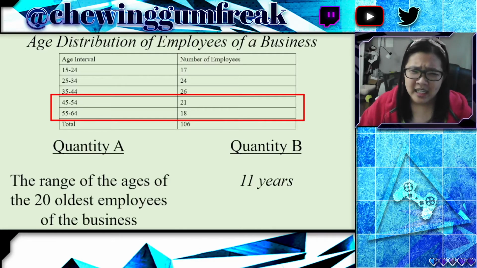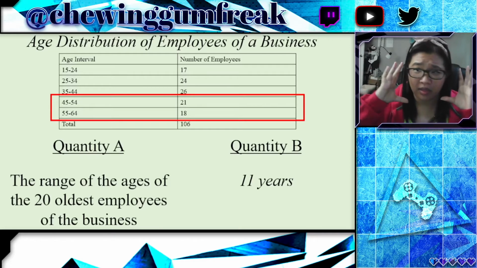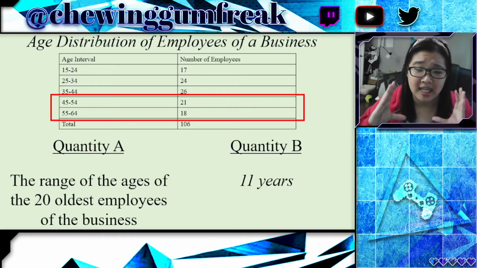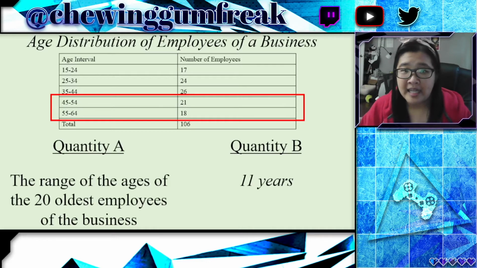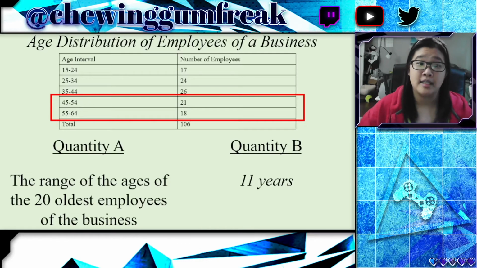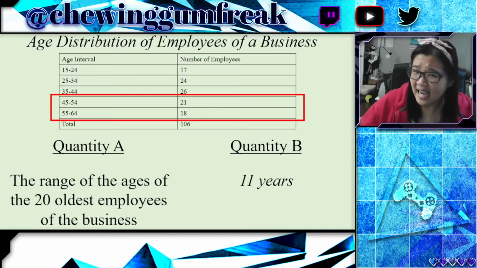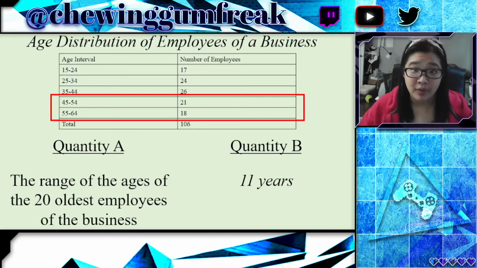Now, here you can kind of realize that we don't actually know who the youngest employee is out of the ones that fall into quantity A. We don't have any information on the actual ages of each of those employees. And this is a big problem because we can guess that maybe the oldest employee is 64 years old, but technically we could have 18 people who are all 55 years old.